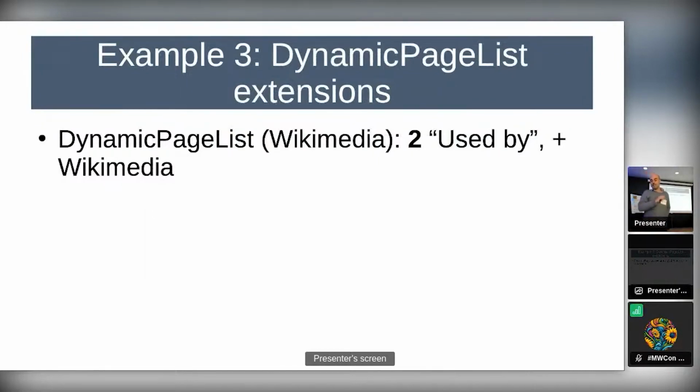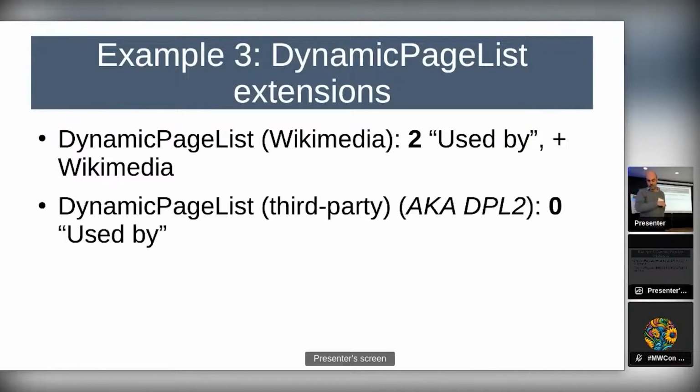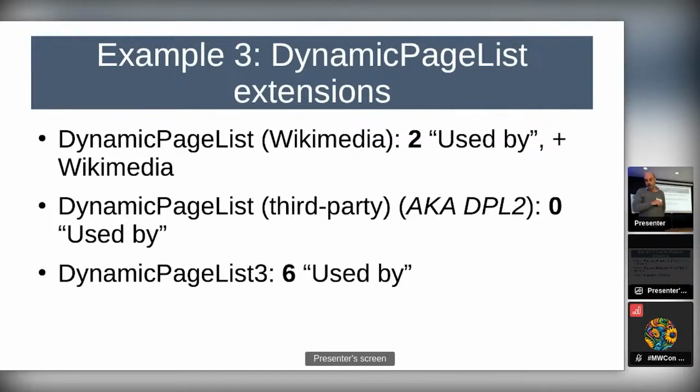The first is the official Wikimedia one. It's used by Wikimedia, but nothing else. The second one is sometimes called DPL2. It's not used by anyone, and the third one is called DPL3, and it's got 6 used by calls. So if you're trying to figure out which of these 3 to use, this would be a simple heuristic to figure out that you should be using DPL3. I hope no one disagrees with that.